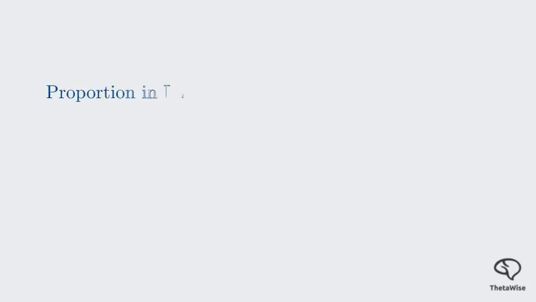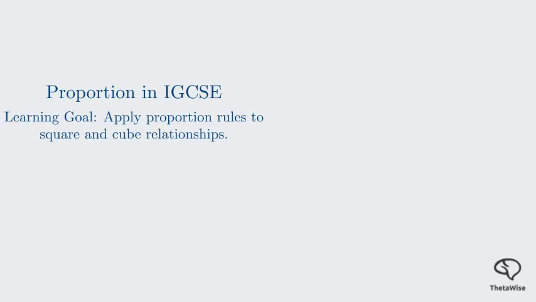In the IGCSE syllabus, proportion isn't always linear. You will often see relationships involving squares, cubes, or roots. Our learning goal for today is to apply proportion rules to square and cube relationships. Let's look at an example involving a square.